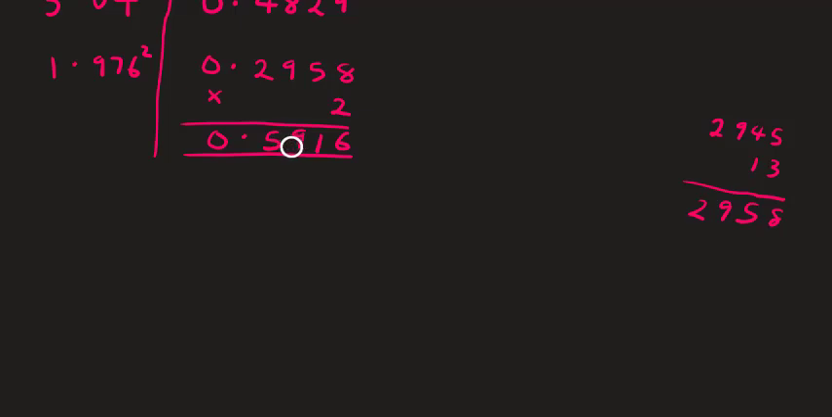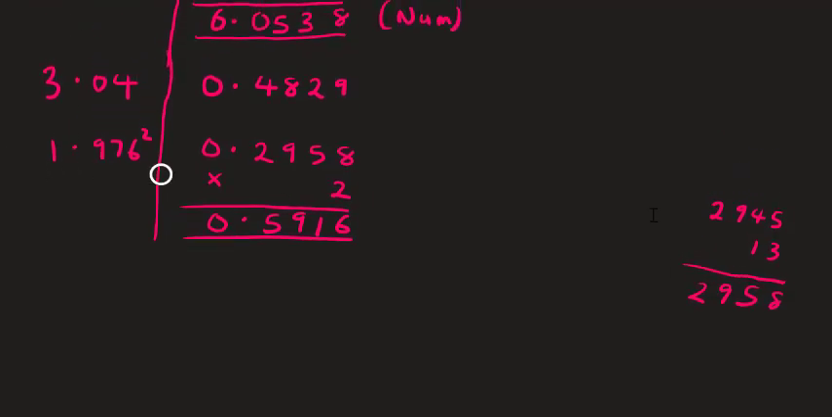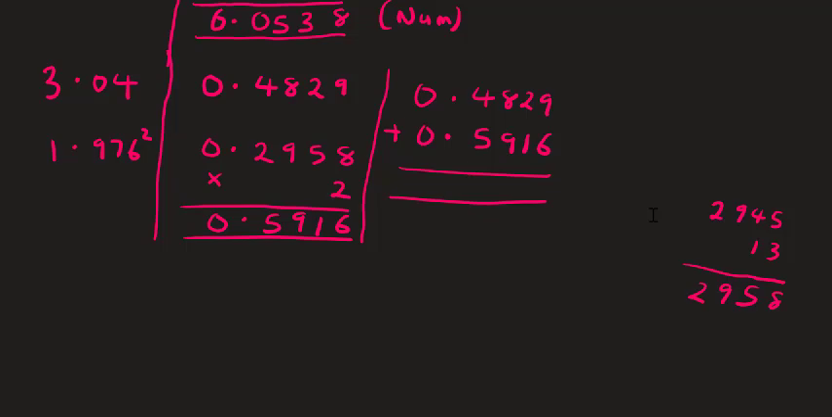So this result now will be added to this result here, because this result here will be added to this result because they are connected by multiplication. So we can do that here. Just rule a line here. Then we'll have 0.4829 plus 0.5916. So let's add this.